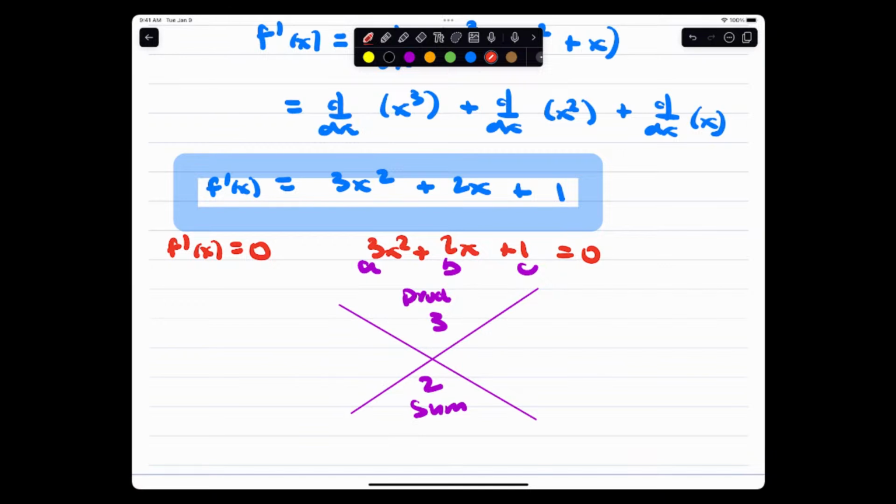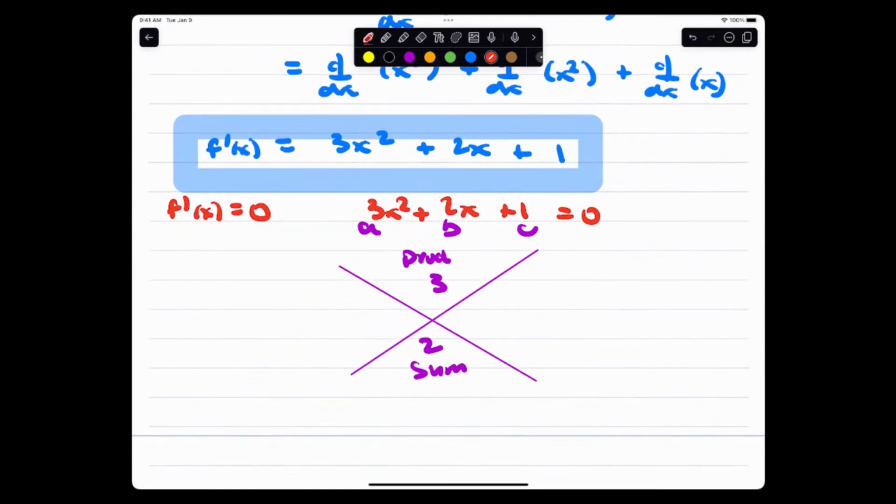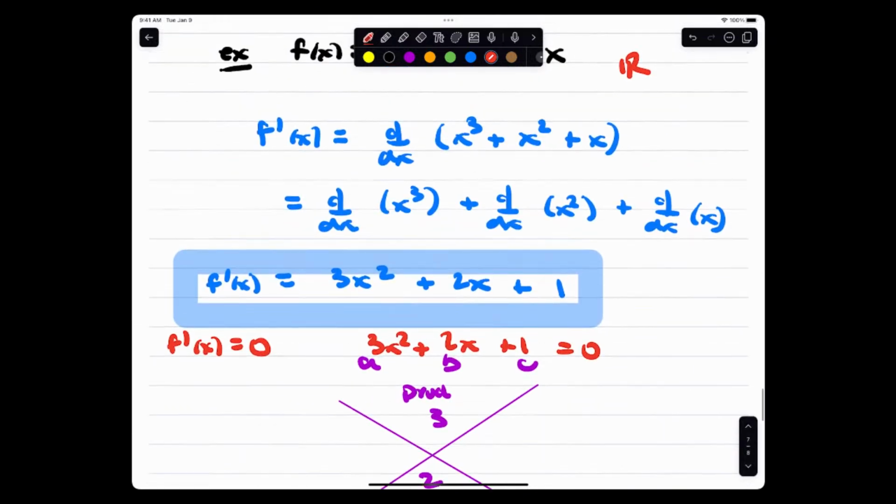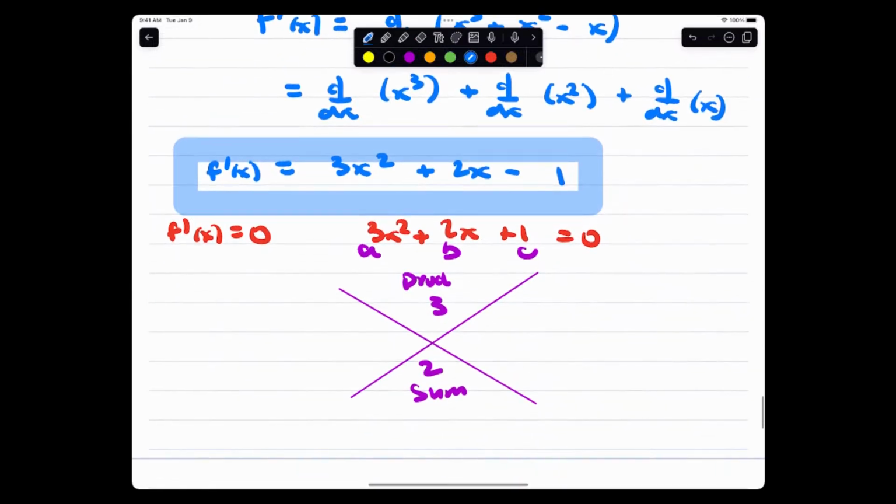Uh-oh. Do we have to use the quadratic formula again? Are there two numbers that'll work? 3x squared plus 2x plus 1. Let me double check. Well, it is in the book, but let's pretend there's a typo. We did give a quadratic formula example, so let's pretend. But this is actually in the book, so you guys know. Will this help us?